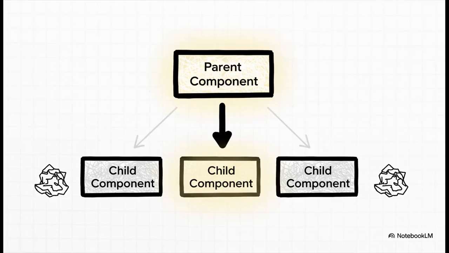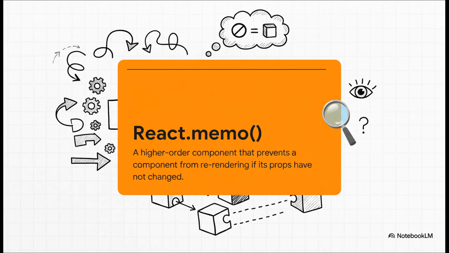Here's a key thing to remember. Just because a parent component re-renders, it doesn't automatically mean all of its children need to as well. I mean, think about it. If their props haven't changed at all, then re-rendering them is just completely wasted work. And this is exactly where React.memo comes into play.